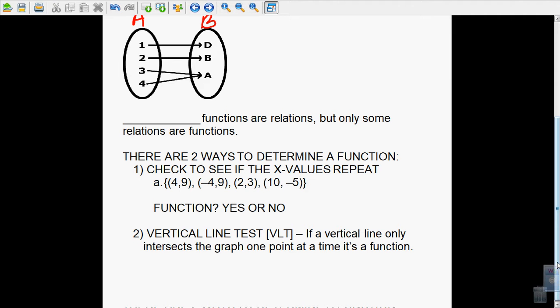And the next blank, we're going to write all functions. So that blank is all, A-L-L. All functions are relations, but only some relations are functions. Not every relation is going to be a function.